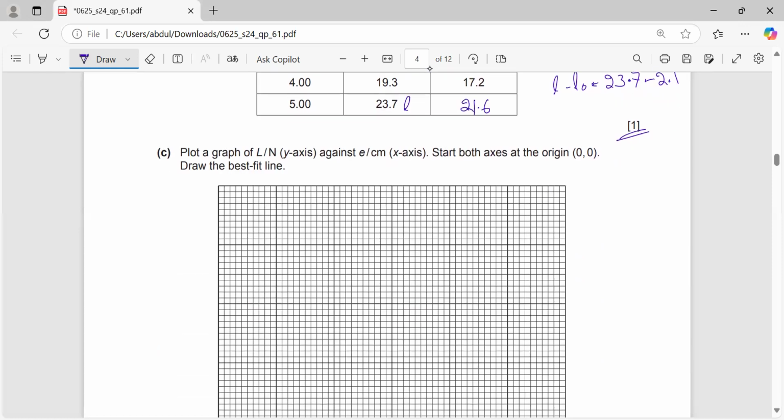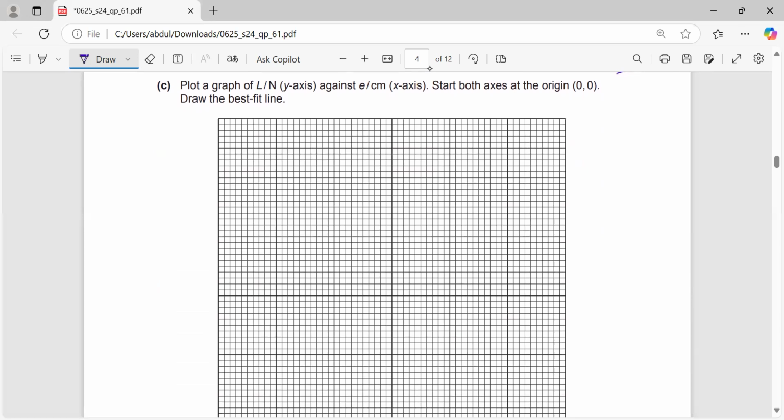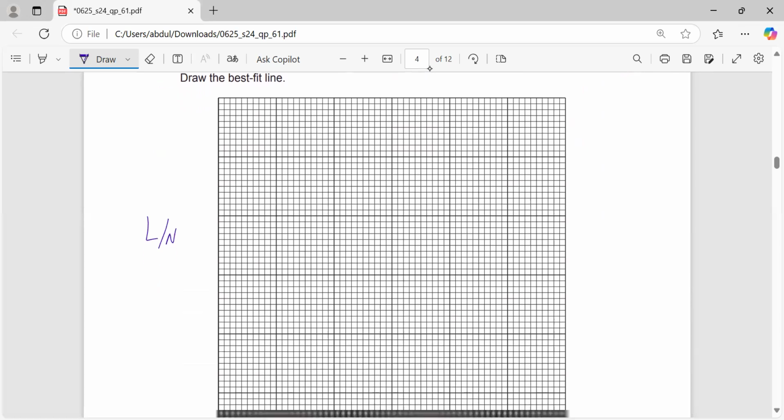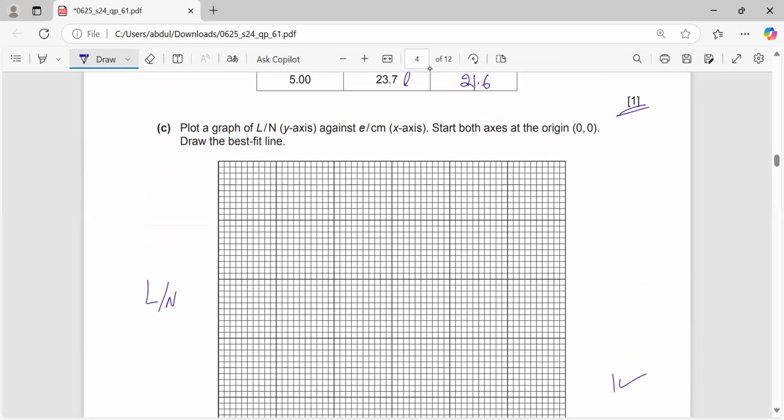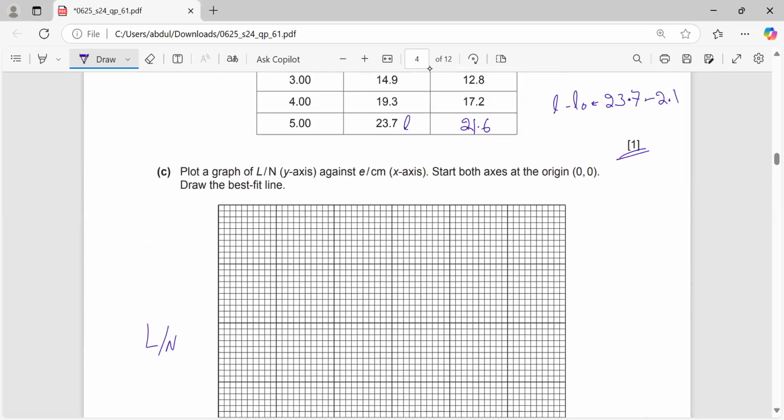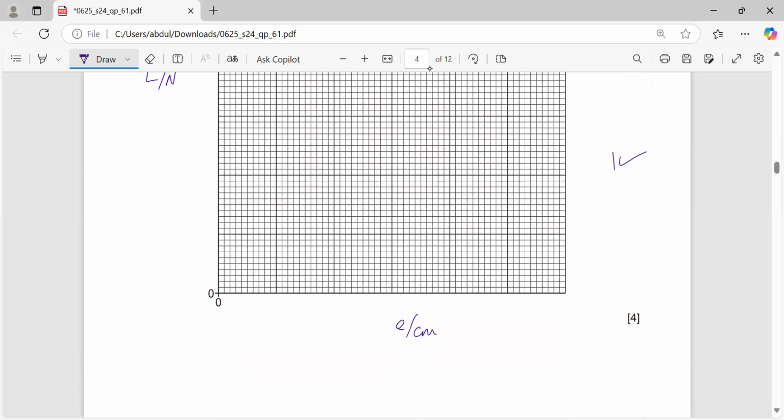Plot a graph of load in newtons on the y-axis against extension E in centimeters on the x-axis. When I follow this instruction, I have scored my first mark. Then start both the axes at the origin and draw the best fit line.